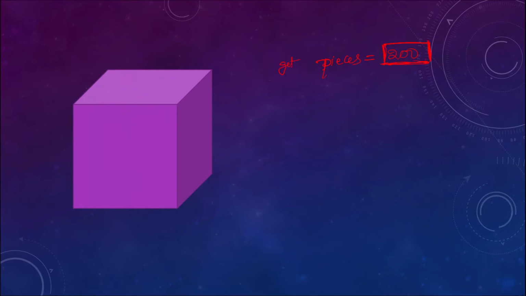If you want 200 pieces, a simple example: in a birthday there is a cube cake like this, and we have to distribute it to 200 members equally. So we need to get an equal number of pieces. So 200 equal pieces, how can you get them by using the minimum number of cuts? We have to use the minimum number of cuts.